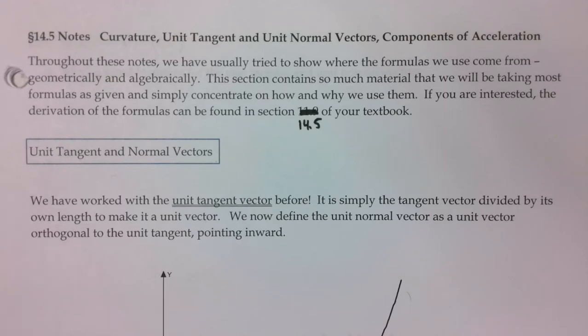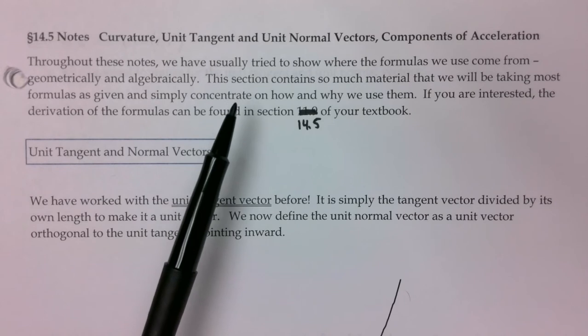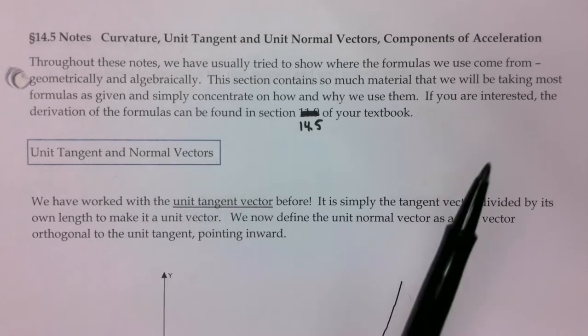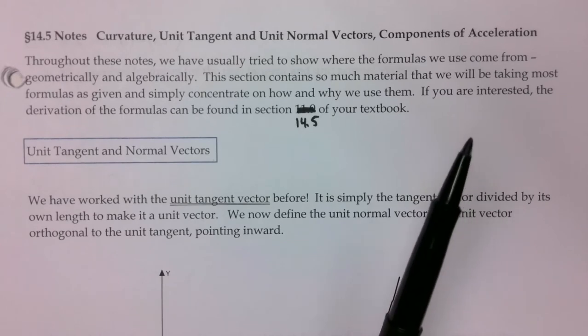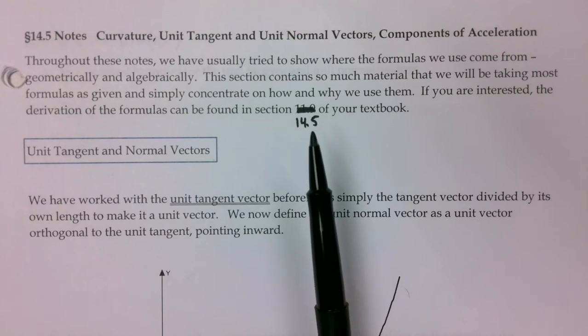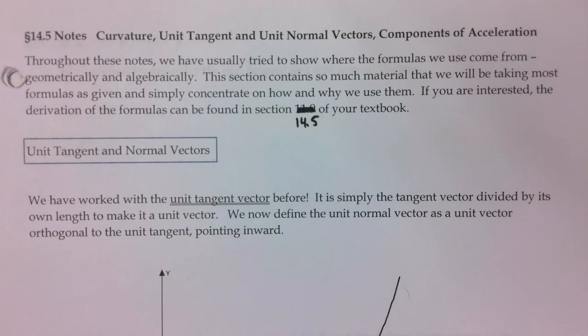Throughout these notes, through the whole course so far, we've usually tried to show where the formulas we use come from, either geometrically or algebraically or using calculus. This section is so huge and contains so much material that we will just be taking the formulas as given and concentrating on how and why we use them. If you're interested in finding the derivation of the formulas, where they come from, you can find them in section 14.5, not 11.9, that used to be 11.9, sorry. It is now 14.5 of your textbook.